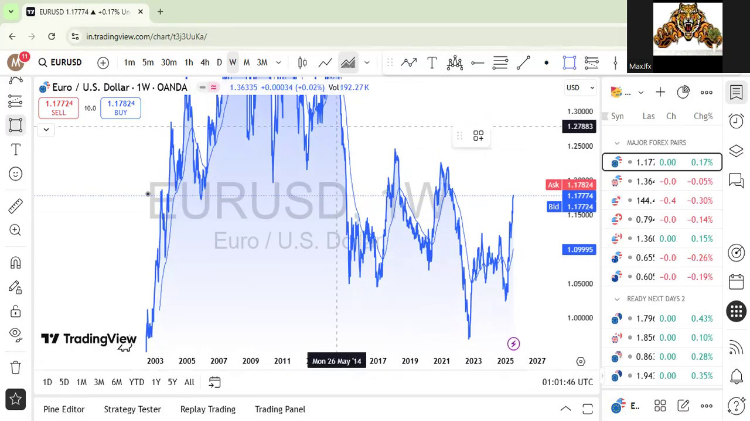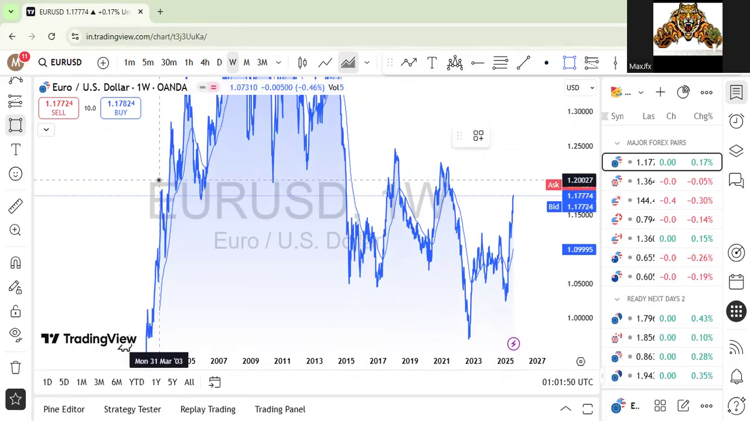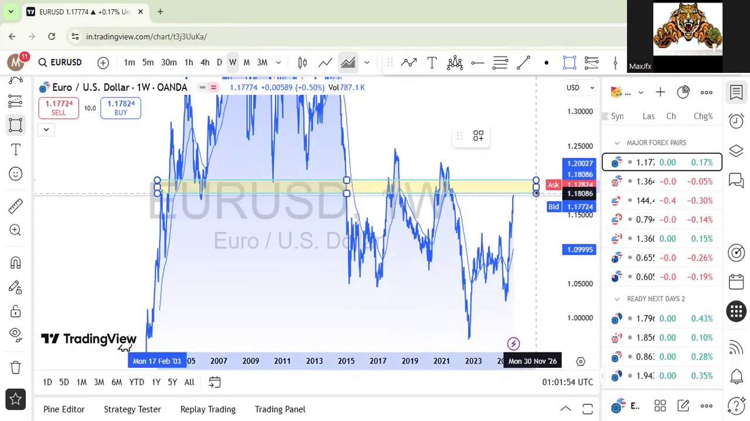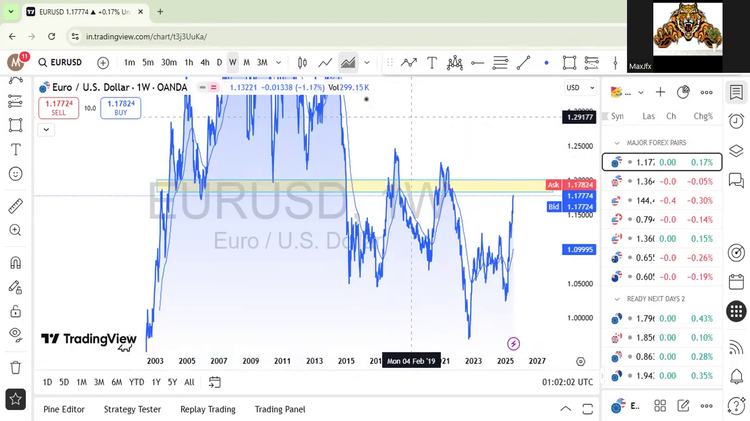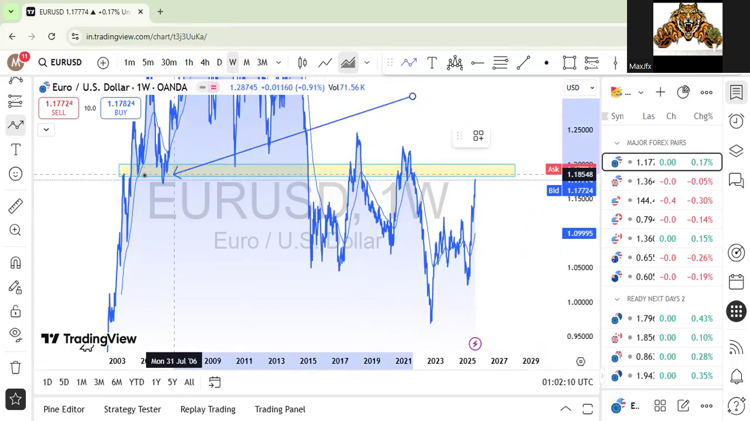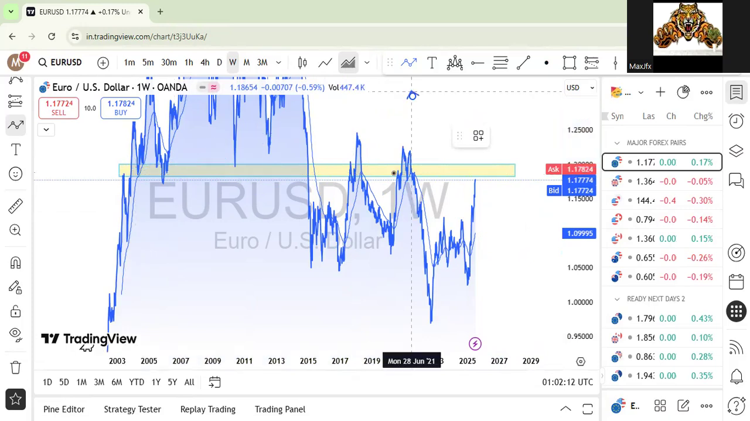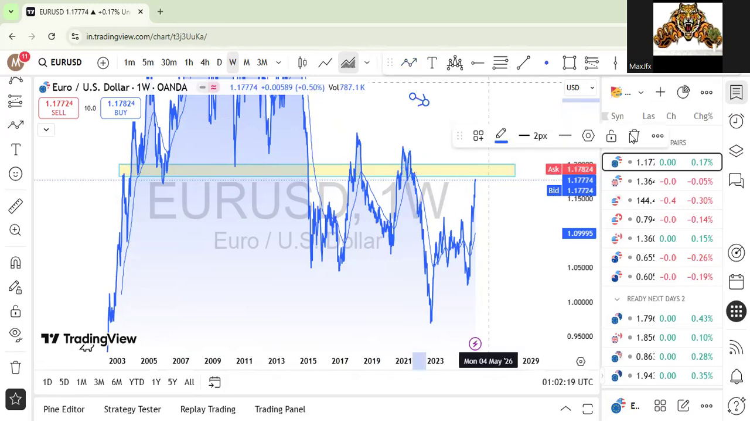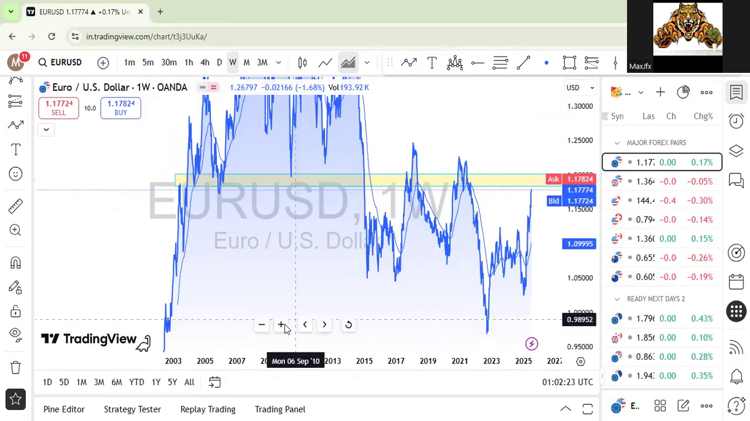We have this right here, as I showed. So this can be a nice zone right here. One touch, two touches, three touches, four touches, five touches. And there are also reactions right around here. You can see this touch, so six touches. So that's it. We're looking for opportunities to sell right here.